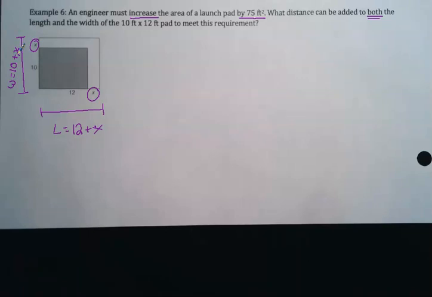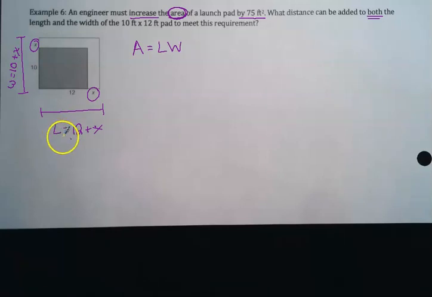So we want to increase the area of the launch pad by 75 feet. That's great. We know the length and the width. And what are we finding here? We're talking about area. Well, what's the formula of area? Area equals the length times the width, right? Okay, awesome.